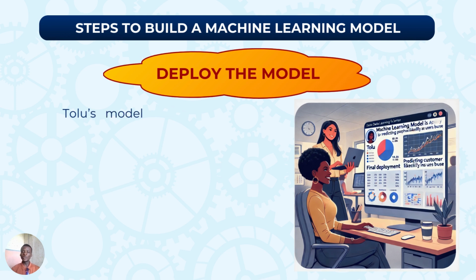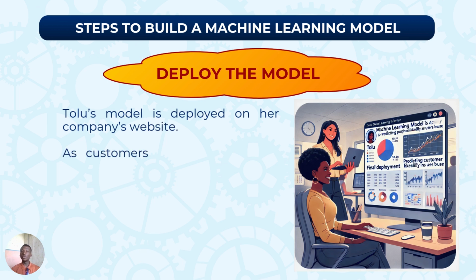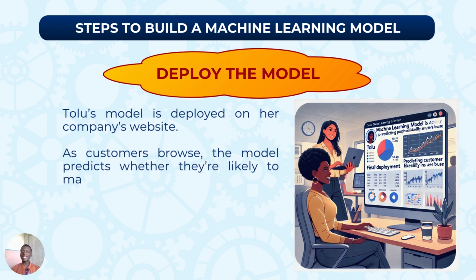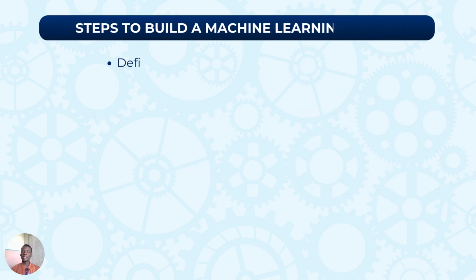Finally, Tolu's model is deployed on her company's website. As customers browse, the model predicts whether they are likely to make a purchase, providing real-time insights that help the company make smarter decisions. And that's how you build a machine learning model.